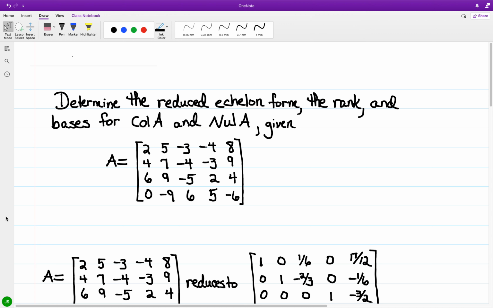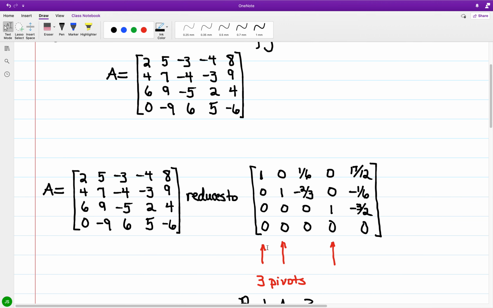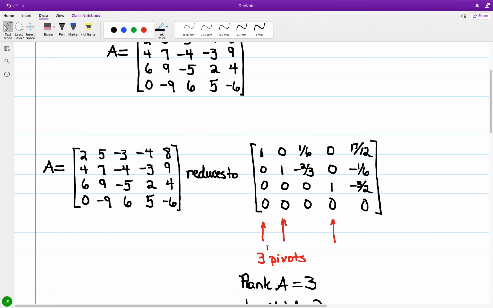Now for the given matrix, the reduced echelon form is going to have 1, 0, 0, 0, then 0, 1, 0, 0. In the third column, we have 1/6, negative 2/3, 0, 0. Then we have 0, 0, 1, and 0. And the last column is 17/12, negative 1/6, 0, negative 3 halves, and 0.